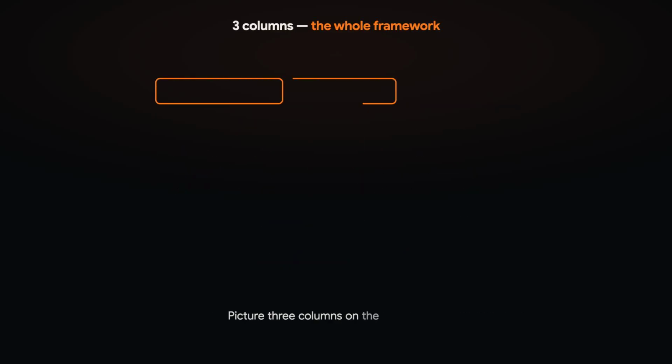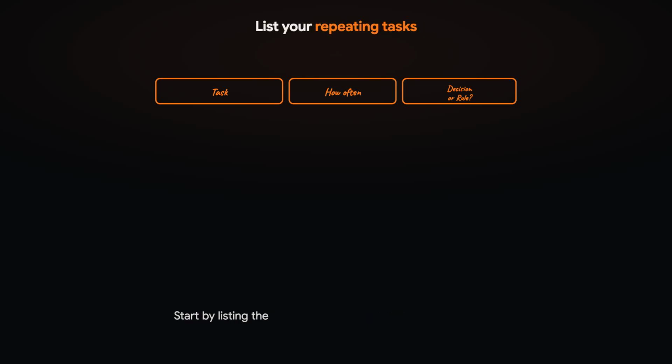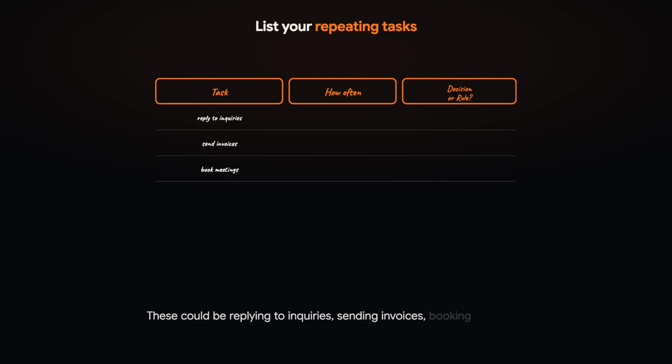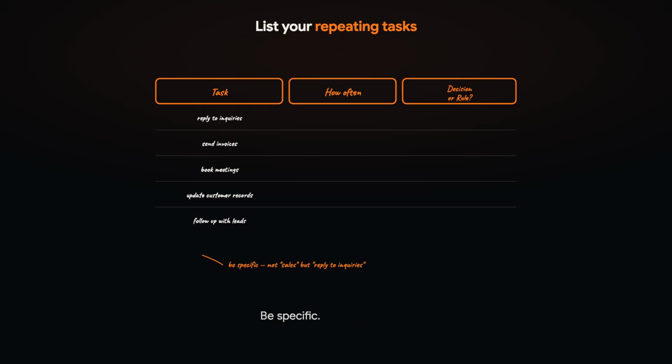Picture 3 columns on the whiteboard. The first is task, the second is how often, the third is decision or rule. Start by listing the work that repeats every day or every week. These could be replying to inquiries, sending invoices, booking meetings, updating customer records, or following up with leads. Be specific. Don't write sales. Write something like, reply to new inquiries.